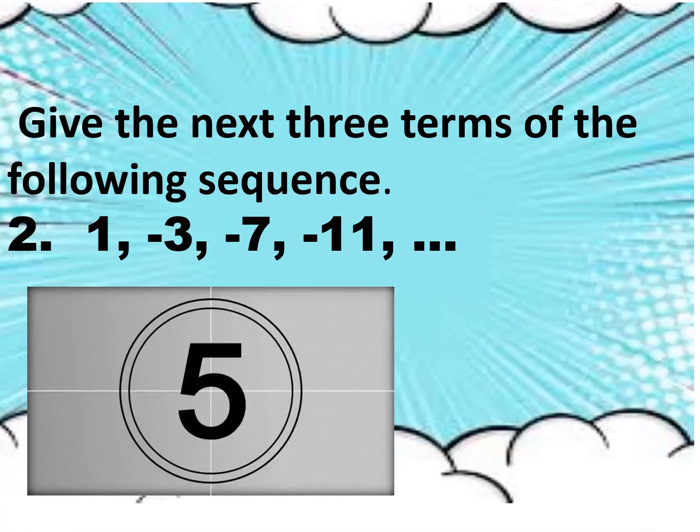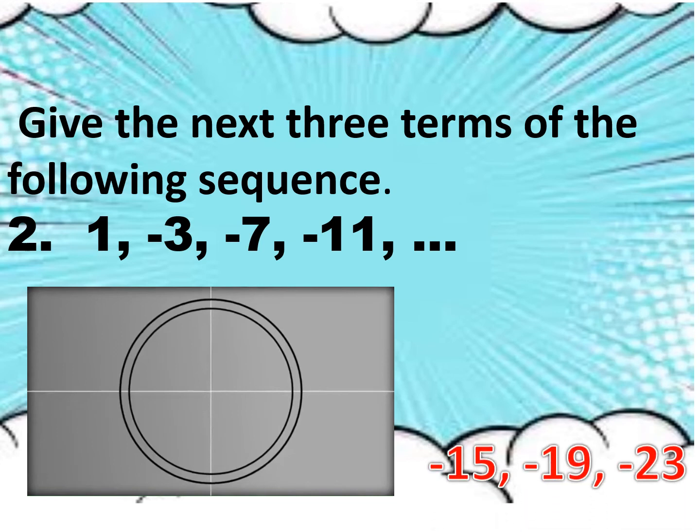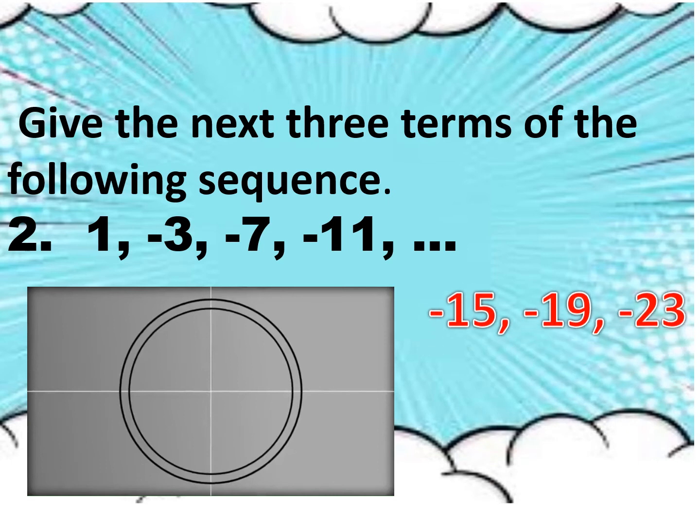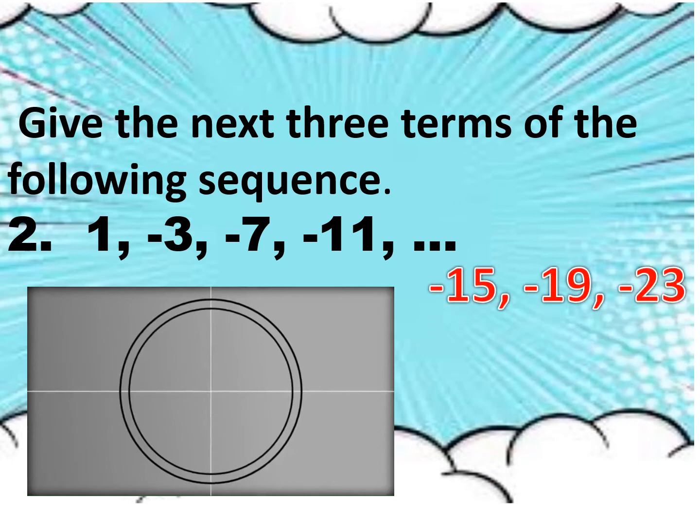Number 2. 1, negative 3, negative 7, negative 11. And our answer, so we have negative 15, negative 19, and negative 23. And what is the rule? Add negative 4.